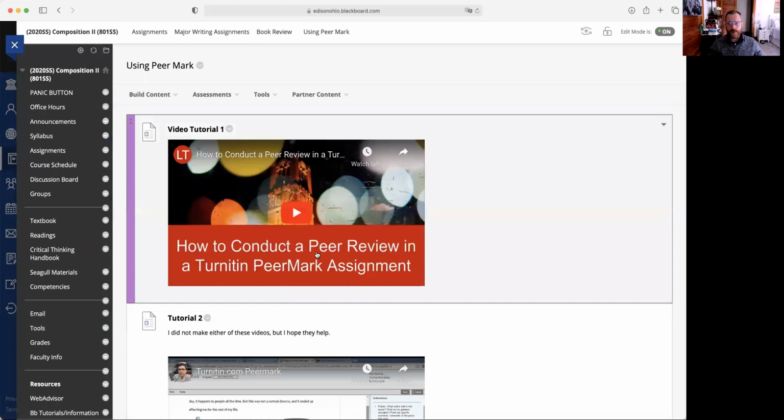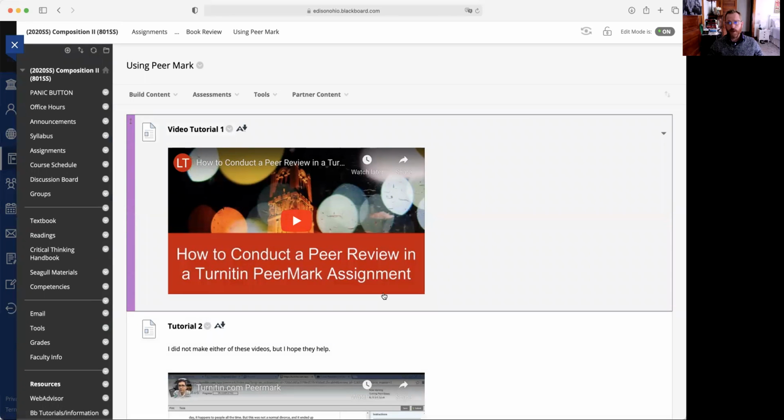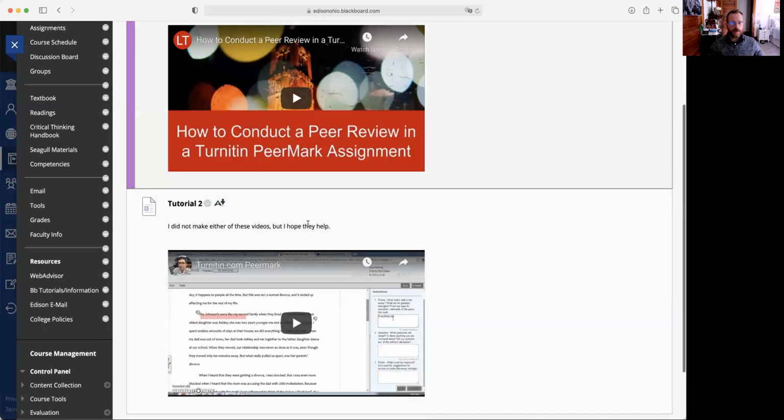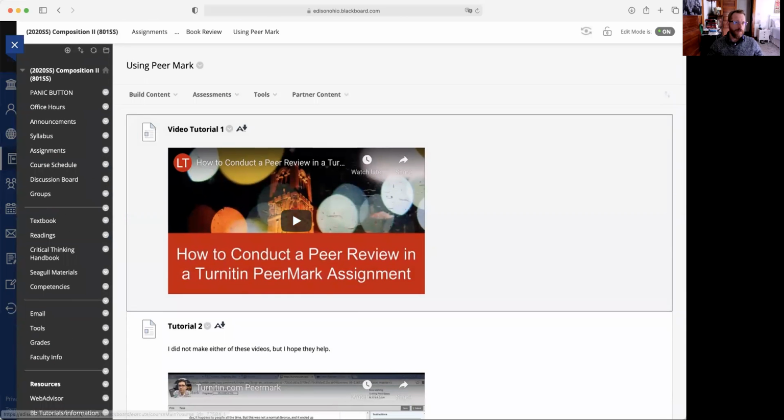They're not by me, they're by other people. So they may be horrible or they may be a billion times better than what I provide you. These are both a little bit old, but they will walk you through the basic idea of PeerMark.